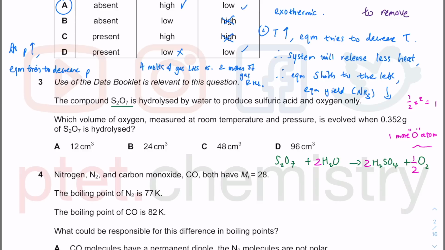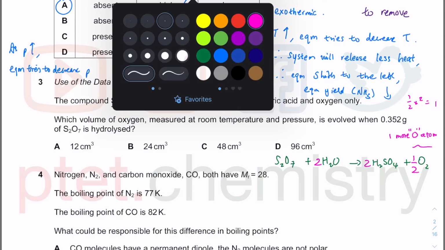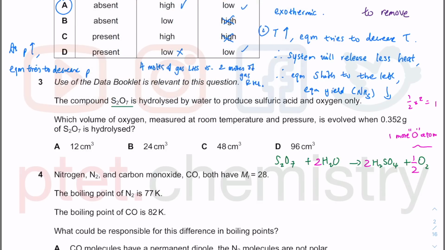After we obtain the balanced equation, the next thing is really looking at the reacting ratio. So what we have here, this is the mass of S2O7. If we have the reacting mass, we really should be thinking about the MR. So straight onto the data booklet, the periodic table. 32.1 is the AR of sulfur, multiplied by 2 plus 16.0 times 7, I get 176.2. Mass over MR will give me the mole of S2O7.